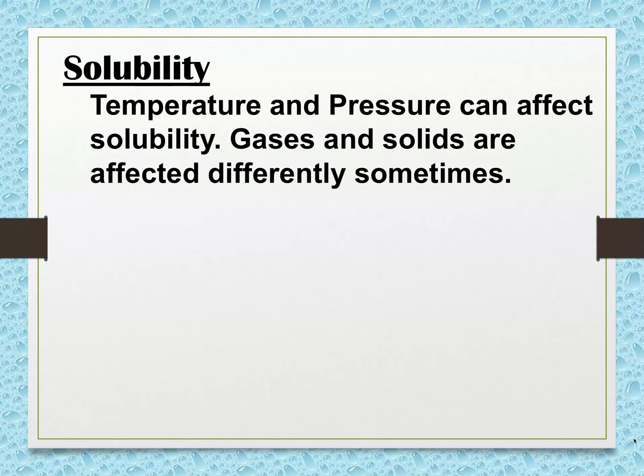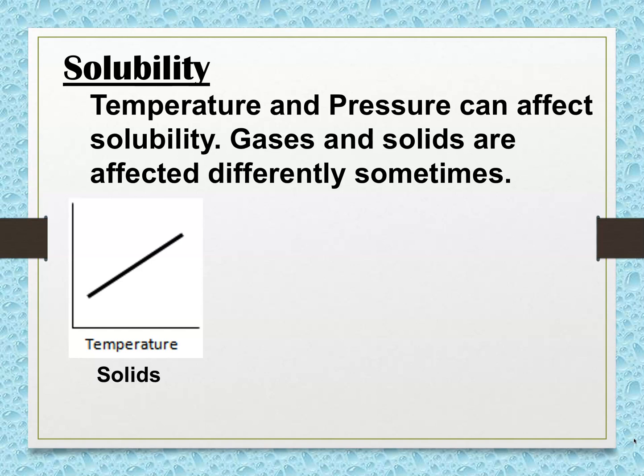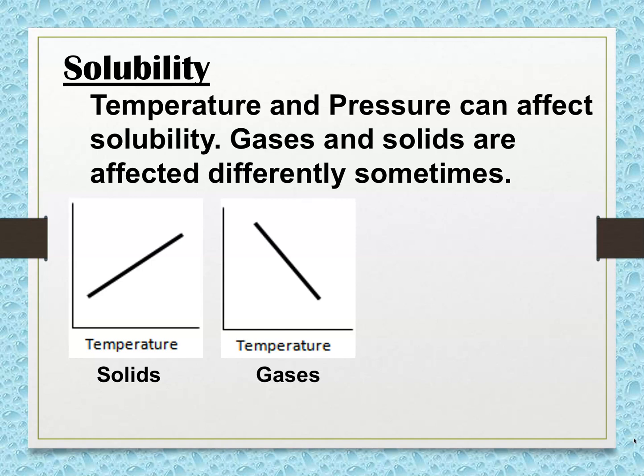All right, coming back to solubility. Temperature and pressure can affect solubility, especially when you're dealing with solids, liquids, and gases. Gases and solids are affected differently sometimes, depending on what you're doing. Graphically, solubility usually tends to increase with temperature. So here's our solids. Temperature goes up, solubility tends to go up. This is not an always thing. From a gas perspective, when you increase temperature, solubility actually goes down.